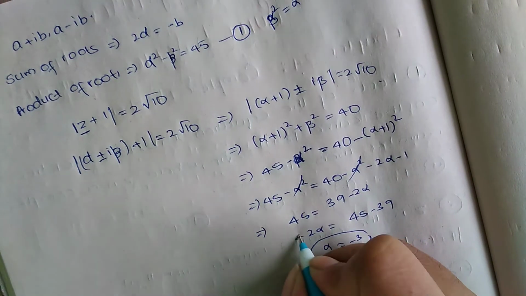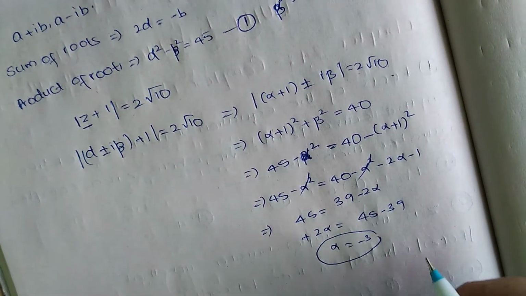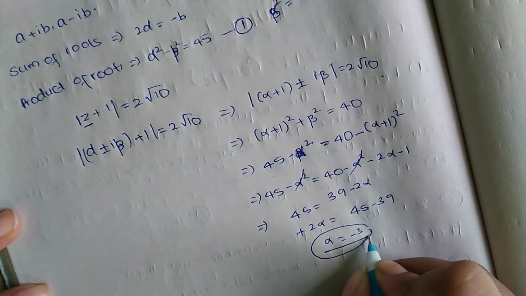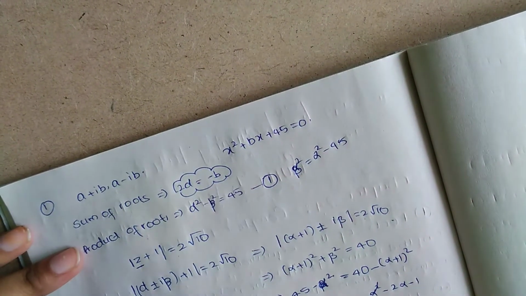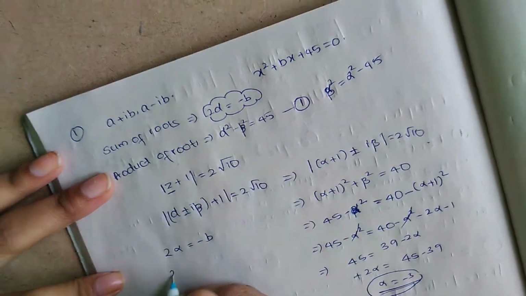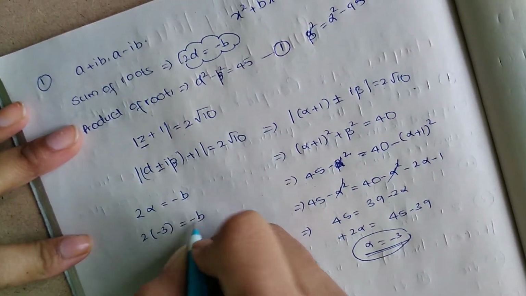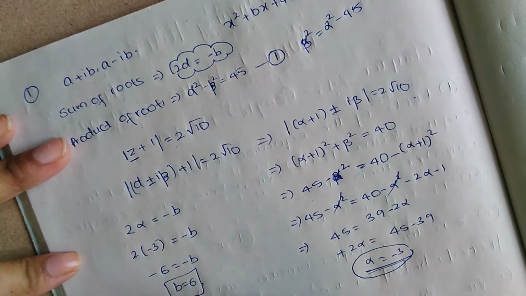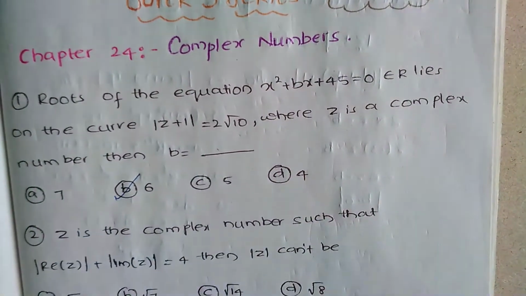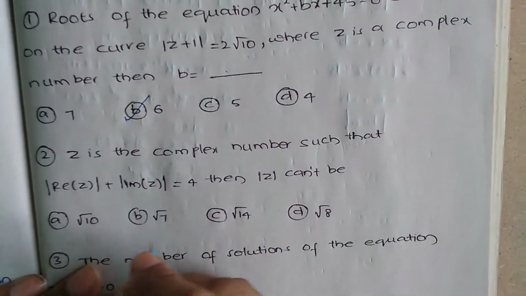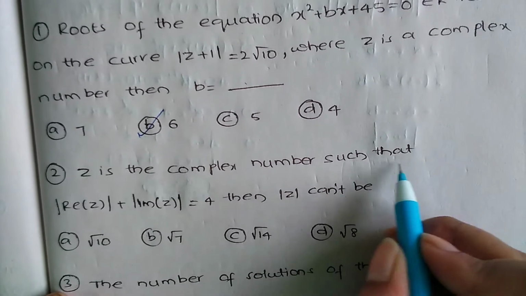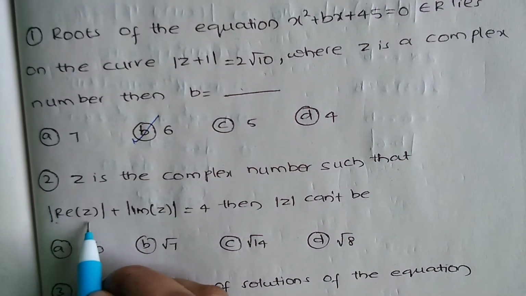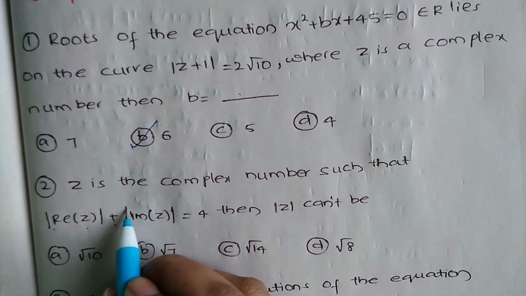Yes or no? This is plus. Now you substitute this alpha here. 2 alpha is equal to minus b. 2 into minus 3 is equal to minus b. Minus 6 is equal to minus b, which implies b is equal to 6. This is what we want. So what is the value of b? 6.